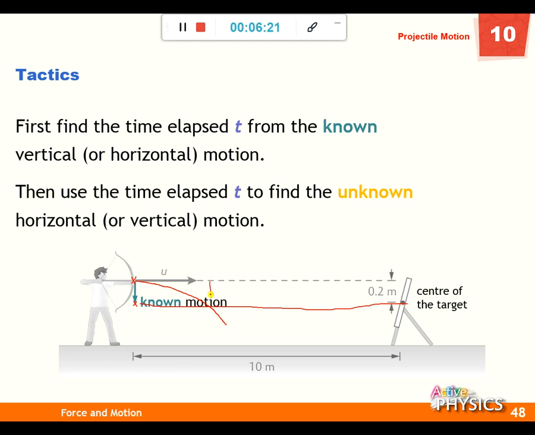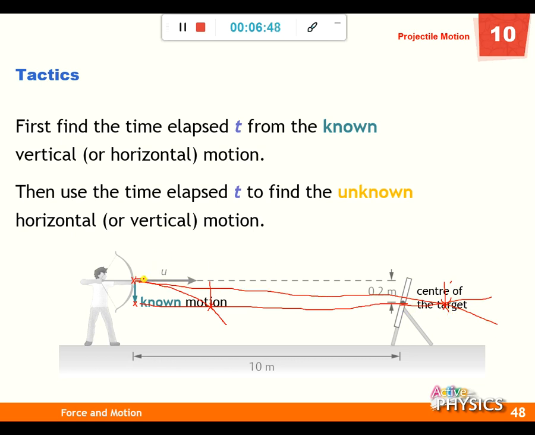This one can reach the same position, 0.2, the same level as the target, but in a case like that, the arrow cannot hit the target. Or the path may be like this. Also the same level but cannot hit the target. Then what should you do?